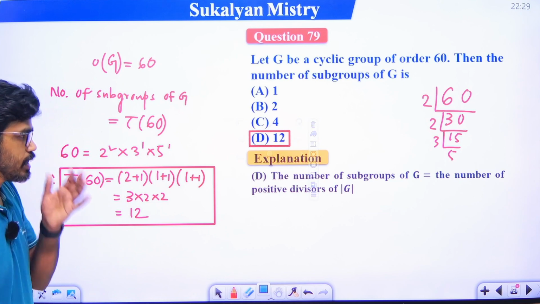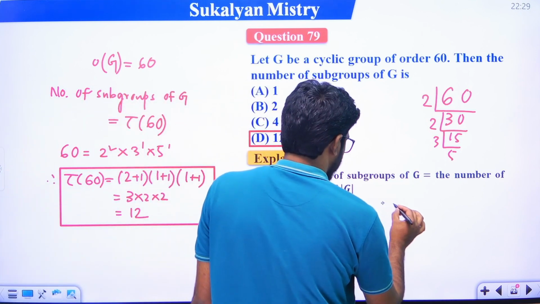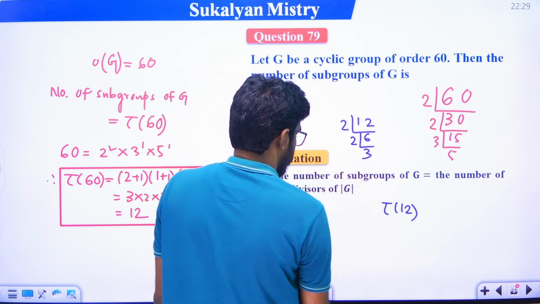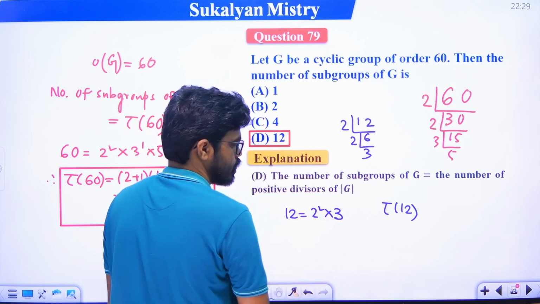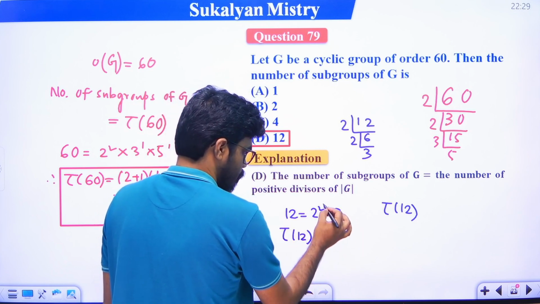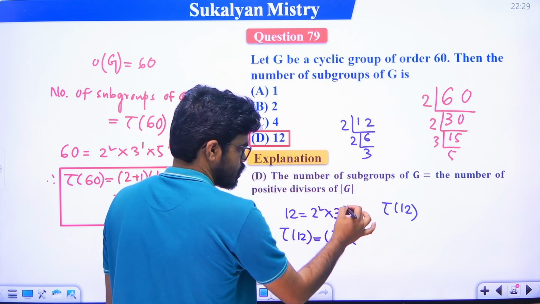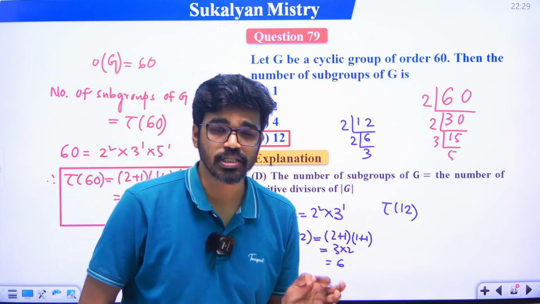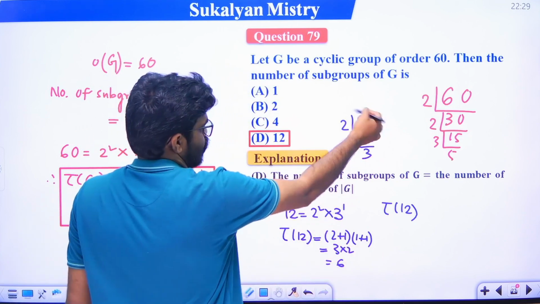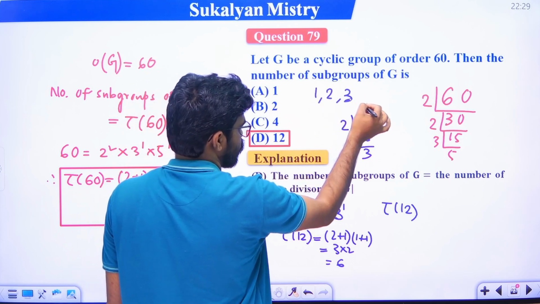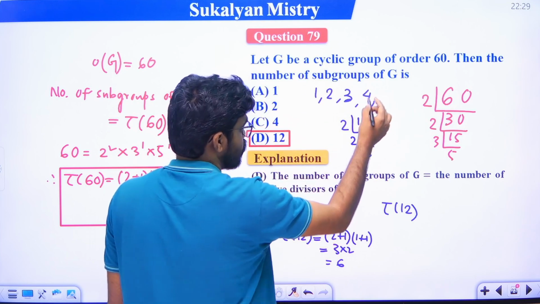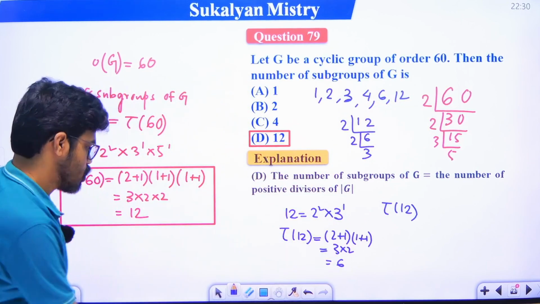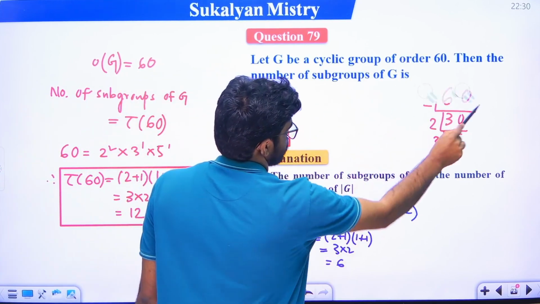If I ask you to calculate tau 12, what will it be? Factorize 12. That means 12 is equal to 2 squared into 3. So for tau 12, add 1 to the power of 2, that is 2 plus 1, 3, and for 3, 1 plus 1 is 2, so 3 into 2, that is 6. So we have a total of 6 positive divisors of 12. You can check this: 1 divides 12, 2 divides 12, 3 divides 12, 4 divides 12, 5 will not, 6 divides 12, 12 divides 12. So 1, 2, 3, 4, 6, 12, that is 6. This is the process to calculate the tau function.